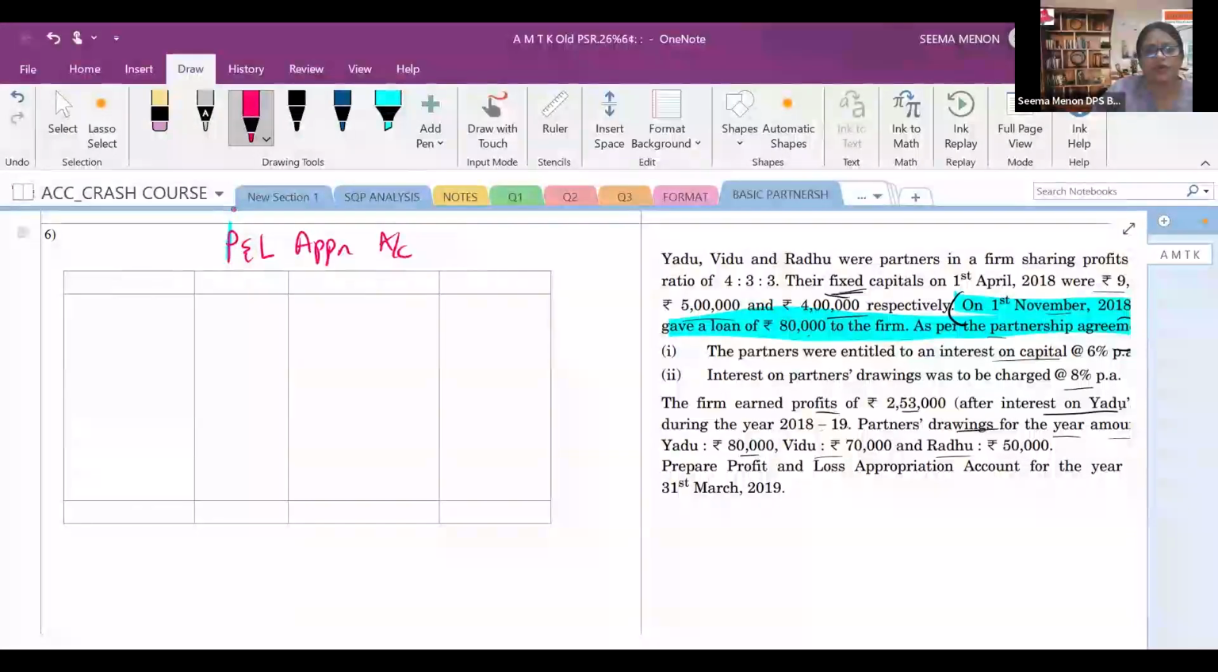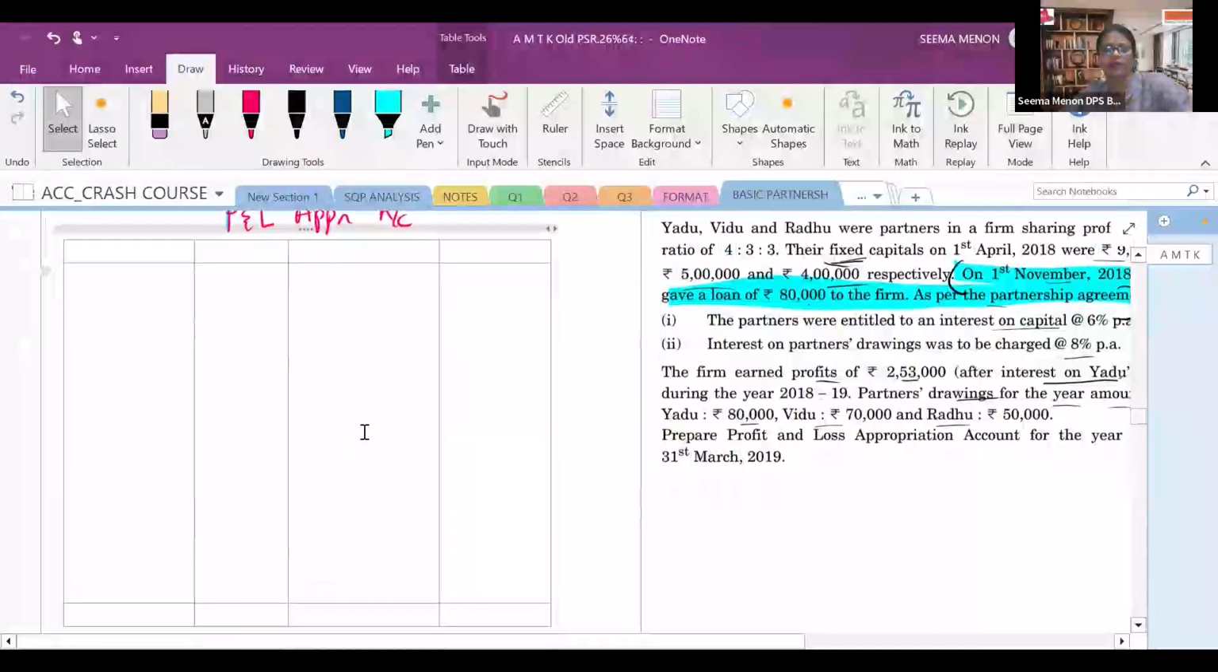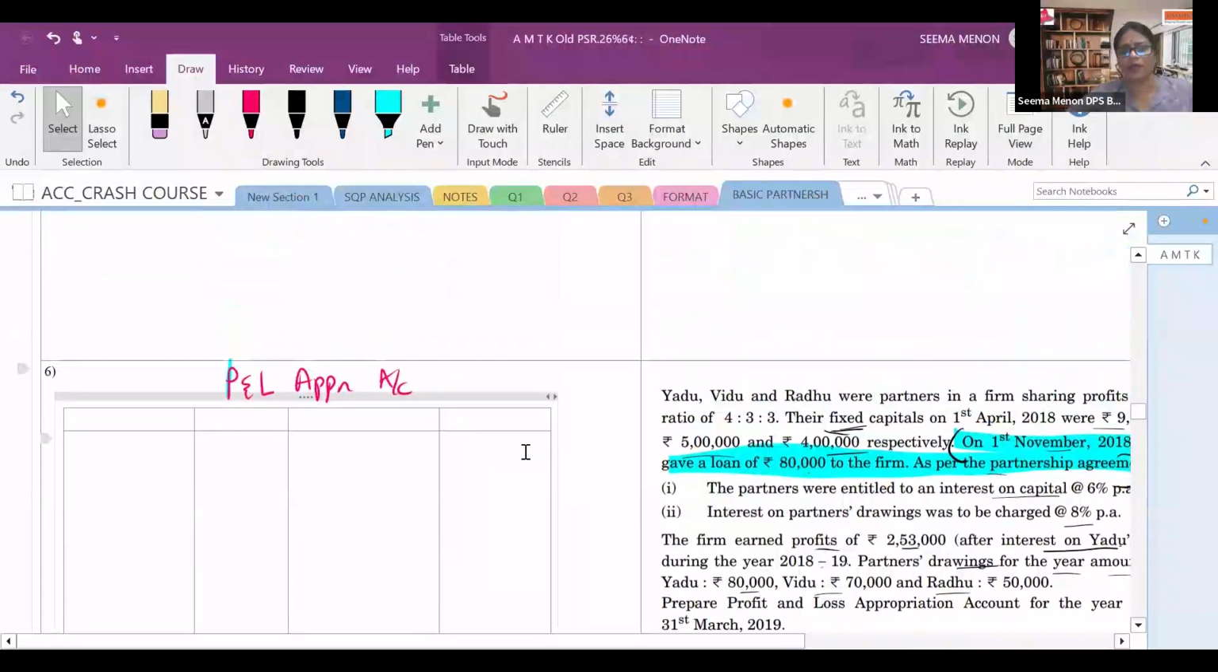Always you can use the short form while practicing, okay. But during the examination, always try to write the full form, the full name of the account.